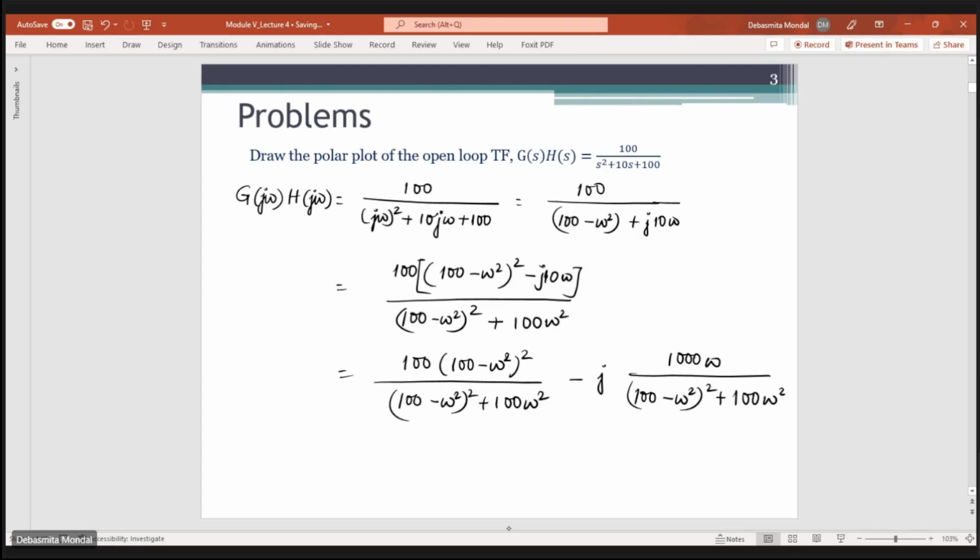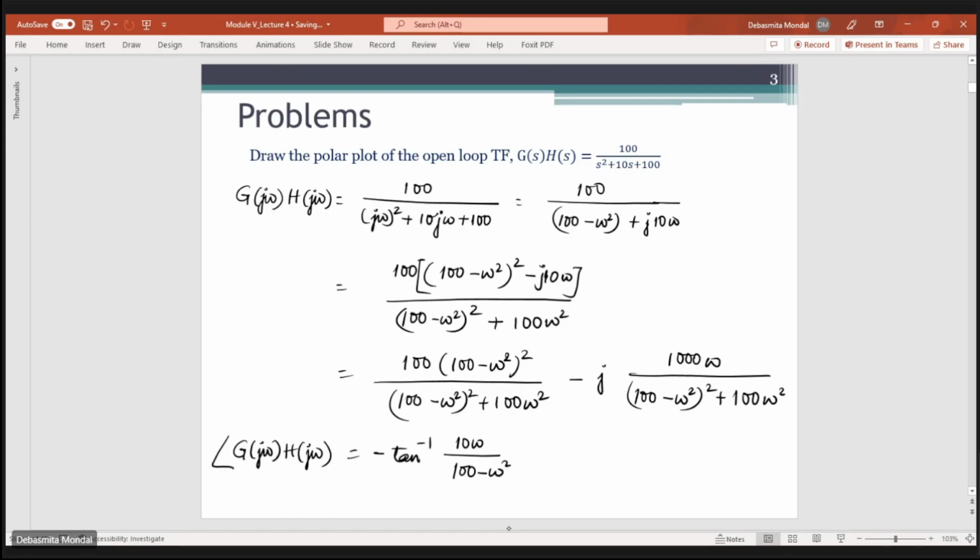Also, in other terms you can express this as G of j omega, H of j omega. If you want to find the angle of this GH, it would be nothing but the angle of this transfer function. Okay, so the angle of the numerator is equal to 0 because it doesn't have any imaginary component, and so the angle will be minus tan inverse of 10 omega by (100 minus omega square).